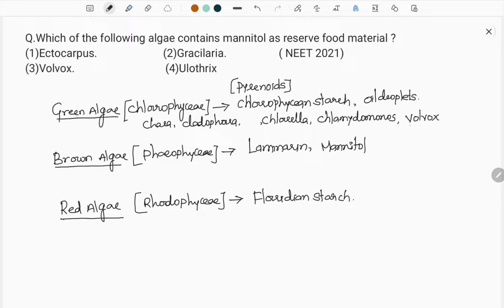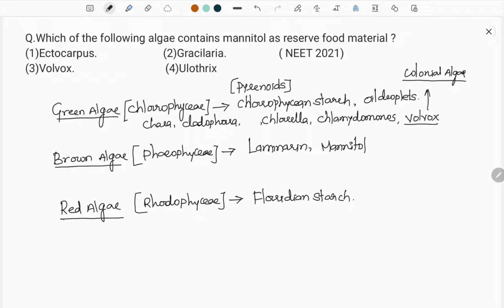What is the speciality of Volvox? This Volvox shows a colony. This is a colonial green alga. That is, many single-celled green algae unite with each other and behave like a single organism. The single cells are like Chlamydomonas, and many Chlamydomonas unite with each other. They behave like one organism. Such a colonial alga, the best example is Volvox. Volvox shows oogamy, and Volvox shows division of labor.